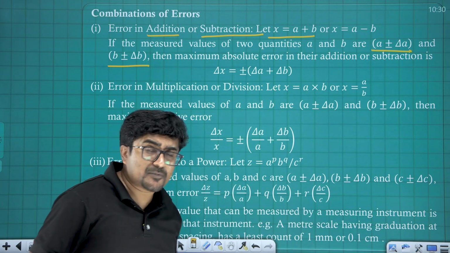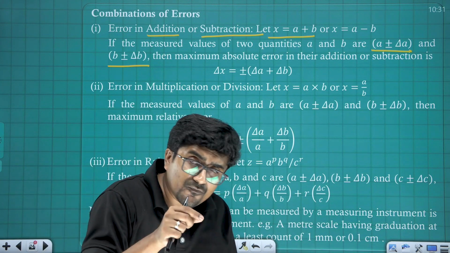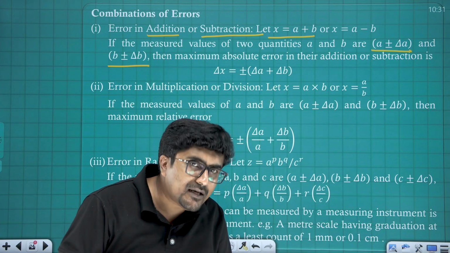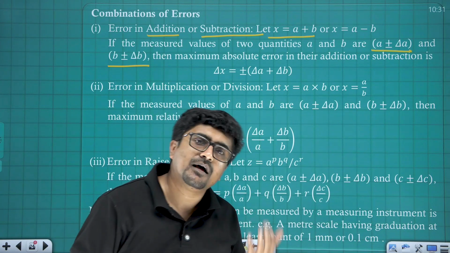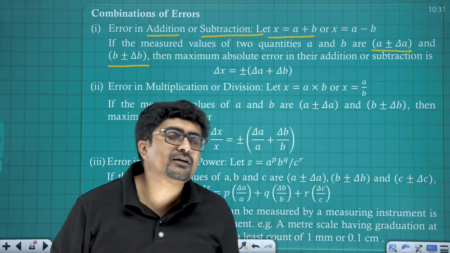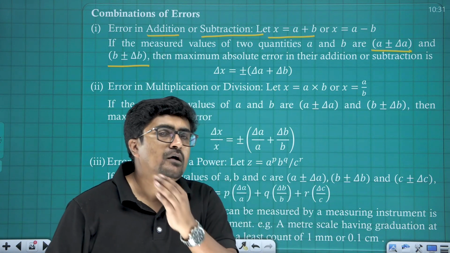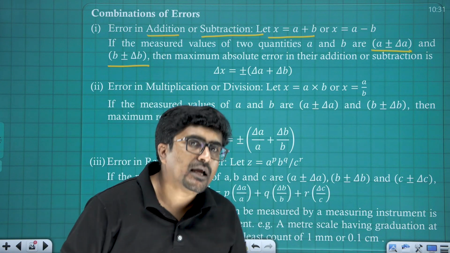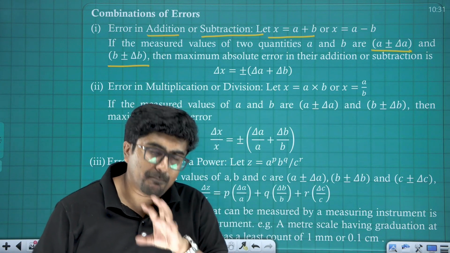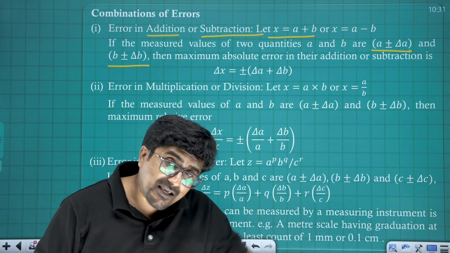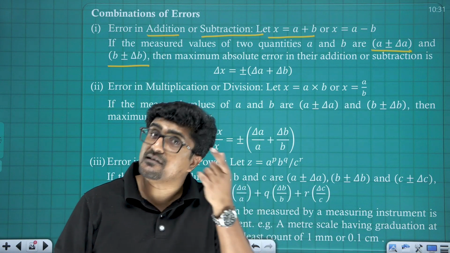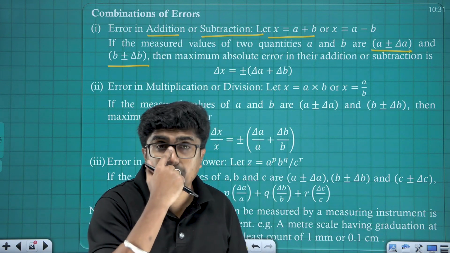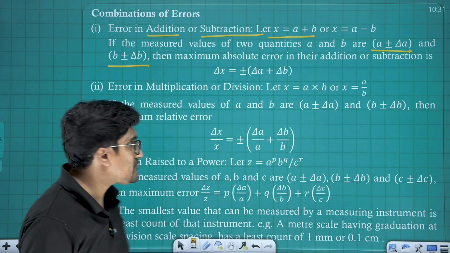Now we want the expression for x after considering the error. That means we want it in terms of what? x plus or minus delta x. So now how to get the value of delta x? That is the concern. Delta x is going to be delta a plus delta b, whether it is a plus b or a minus b. All right.